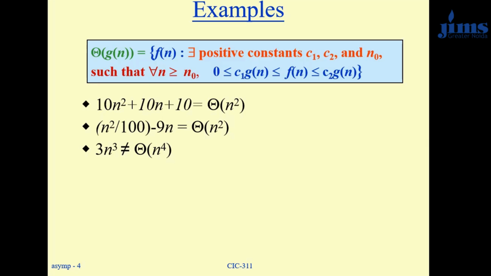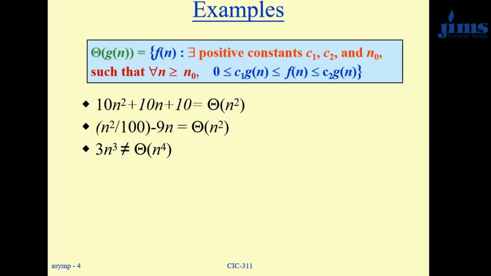Now, if I take C2 equal to 11, then it will be 11n square. The function is 10n square plus 10n plus 10. The value of 11n square will be smaller than the function f(n) in the beginning, but at a particular point of n, the value of 11n square will get to be greater than the function f(n). Now you can calculate the value of n naught.